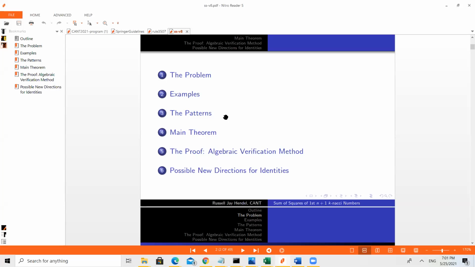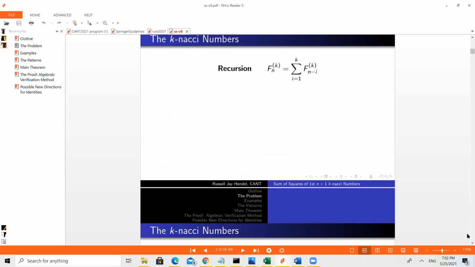Once you discover the patterns, you have to prove a main theorem. And proof methods used till now simply cannot give a uniform proof. I have something called the algebraic verification method. There's actually no work to be done. So it's a proof from the book. I mean, if you like, it's like creatio ex nihilo. I'm creating a proof out of nothing, and I'll show you what that means, but it's very concrete. And then I'm going to talk about possible new directions for identities.